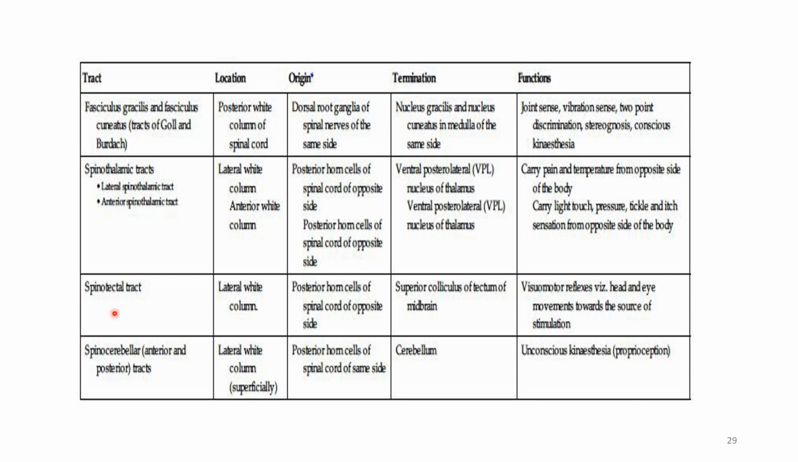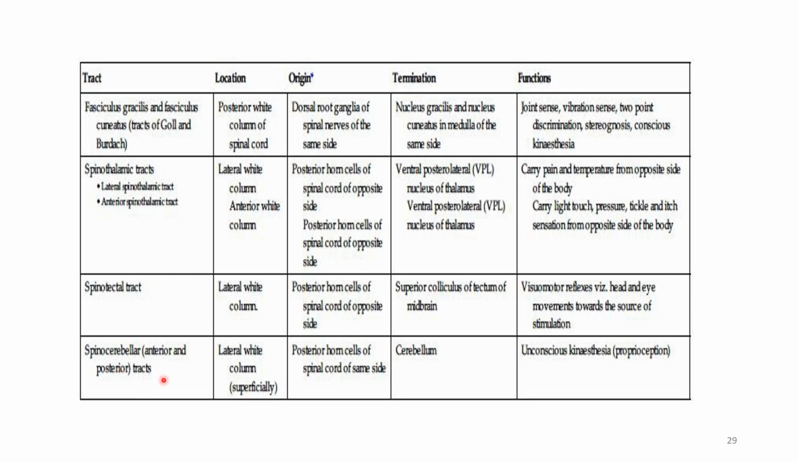Next we come to the spinotectal tract. It is present in the lateral white column. The origin is posterior horn cells of the spinal cord of the opposite side. Its termination will be to the superior colliculus of the tectum of the midbrain. It is for visuomotor reflexes, meaning head and eye movements towards the source of stimulation.